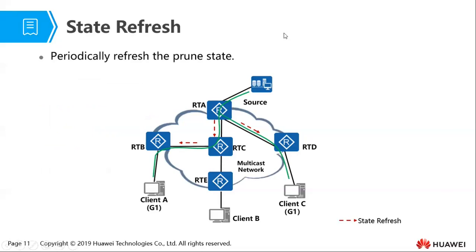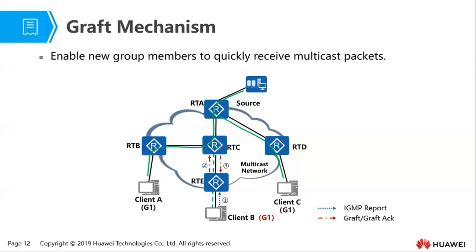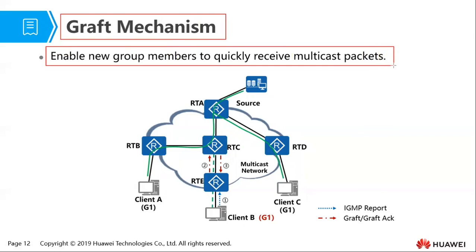Okay, so we've seen the state refresh, but what if client B now wants to join group one? How can that happen? We've blocked multicast packets. So what happens if client B wants to join group one, receive multicast from group one? How that can happen is through what we call the graft mechanism, used to enable new group members to quickly receive multicast packets. So let's see how that happens.